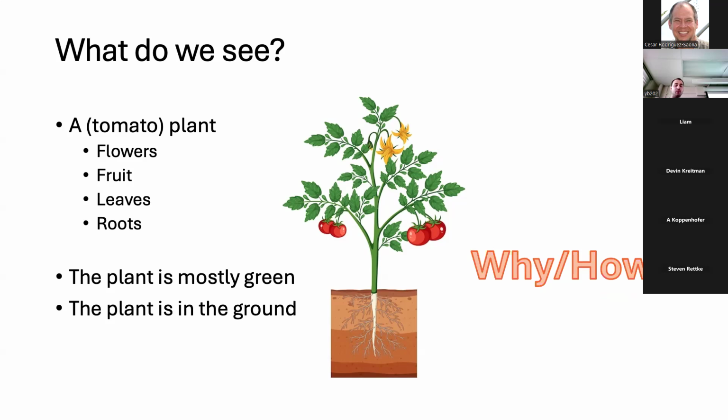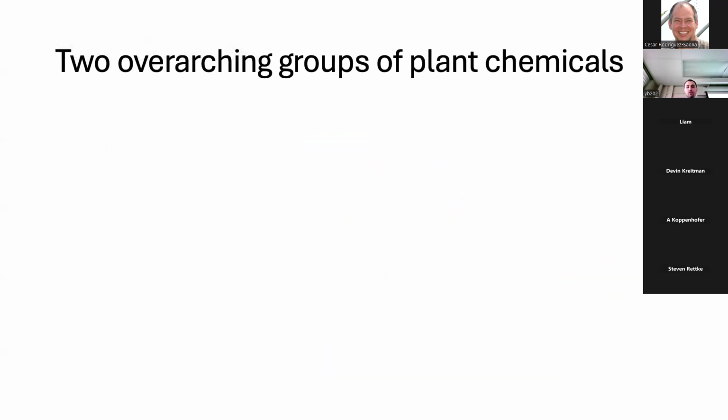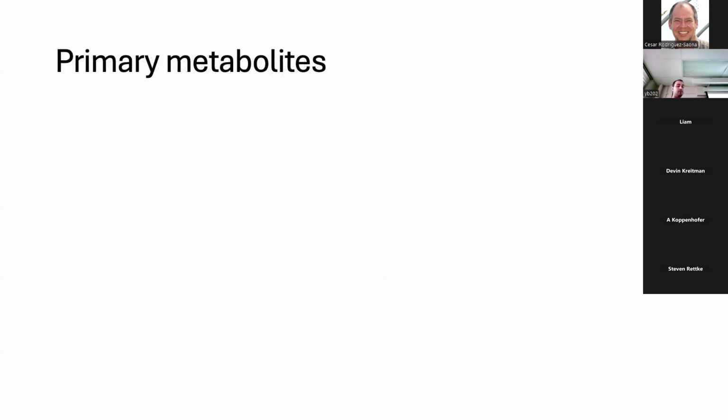You know, what's happening? So because this is a chemical ecology course, we're going to talk about plant chemicals in this lecture. And there's two overarching groups of plant chemicals. For those of you who don't know plants, welcome. The first group we call them primary metabolites. And the second group we call, that's right, secondary metabolites. And so what are primary metabolites?